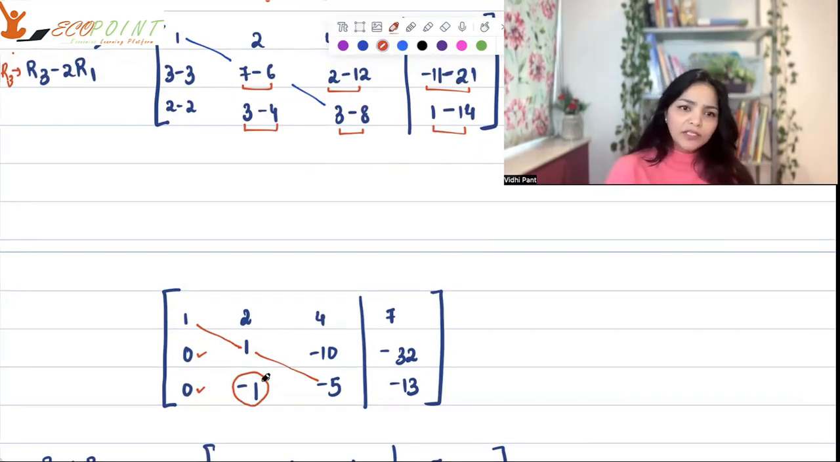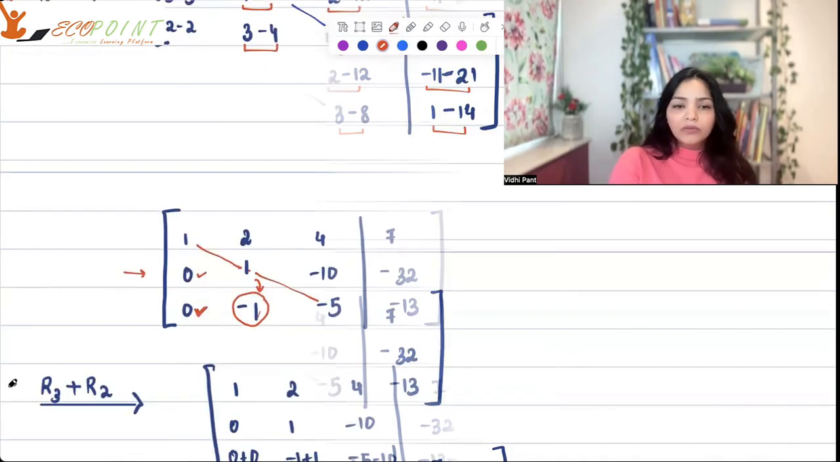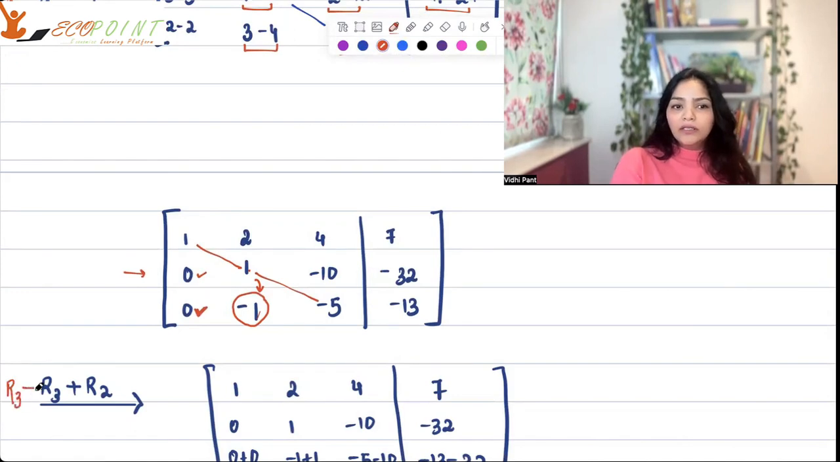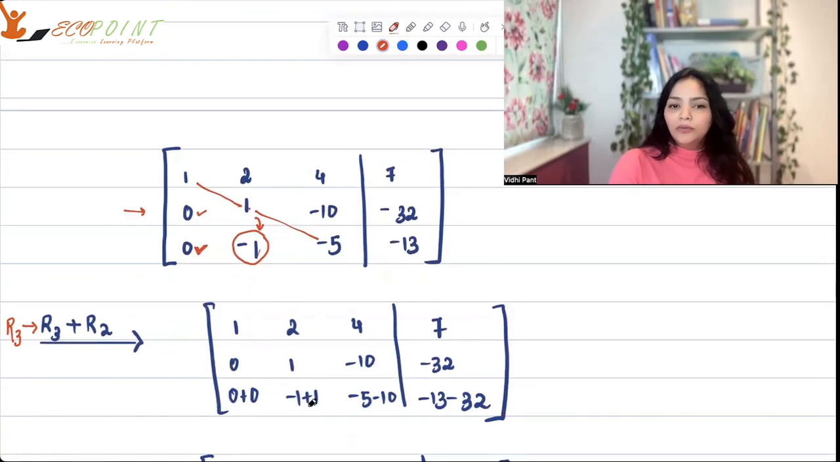So what if I tell you to use the second row to make a 0 here? In the second row, the first element is 0. So if I use the second row, it will not touch the 0 that has already been created in row 3, the first entry here, right? 0 plus 0, 0 minus 0, will always be just 0. But here, if I add this 1 to this minus 1, it will become 0. I should change R3 by adding R2 to R3. So I'm adding R2 to R3 and that, my friends, will give me a 0 here.